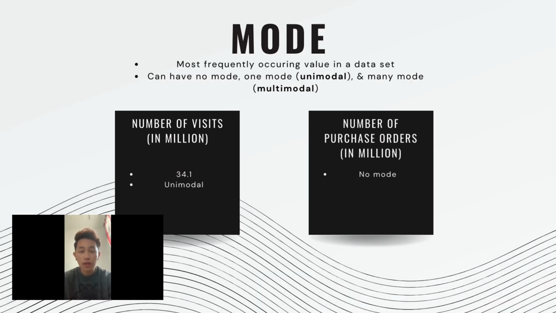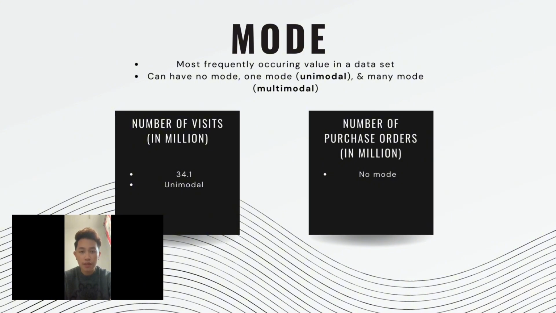The mode in a dataset is the value that occurs most frequently. A dataset can have no mode if all values occur with the same frequency. It can have one mode, which is unimodal, if one value occurs more frequently than others, or many modes, which is multimodal, if multiple values share the highest frequency.